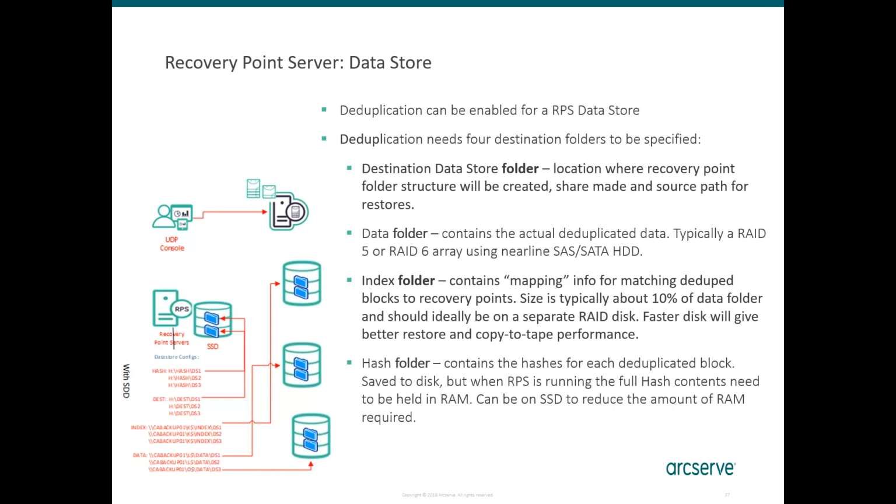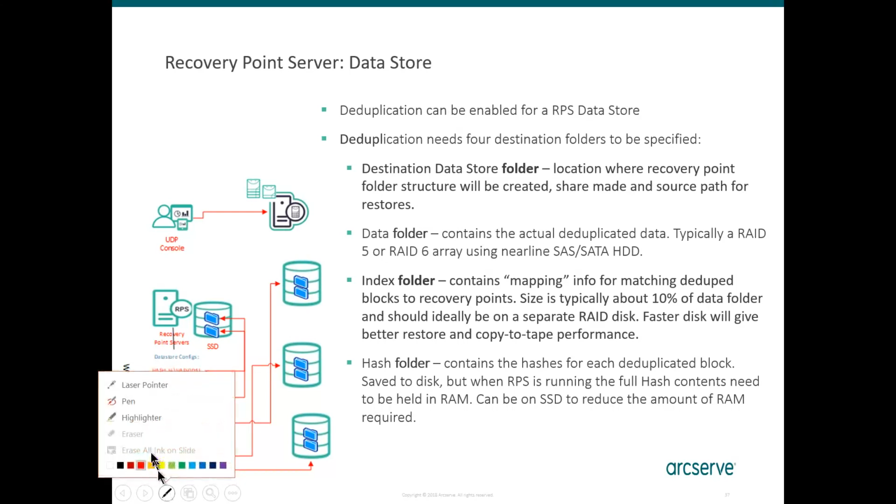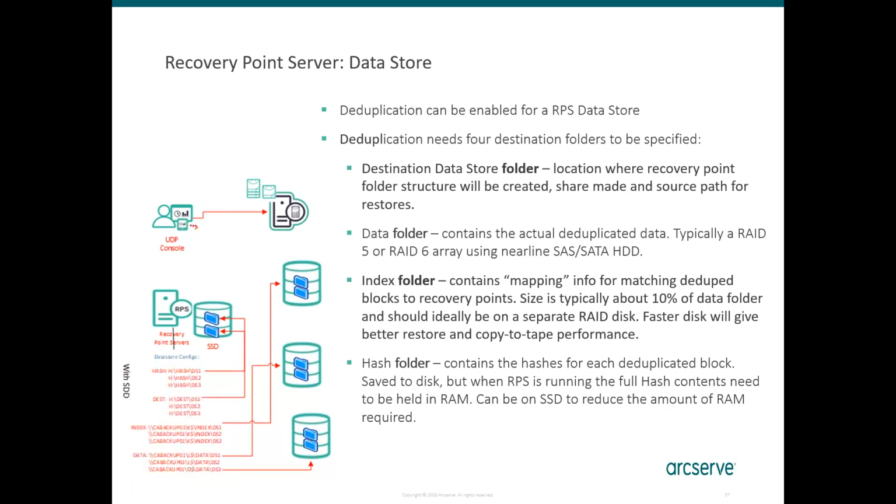As you can see on the little diagram here, our console is where we manage the environment. We have our RPS, which, as you see, is down here. We have our SSD drive. Other volumes are mapped out for our data stores. So you can see I have 3 different data stores, maybe segmented for different types of data. It all depends.